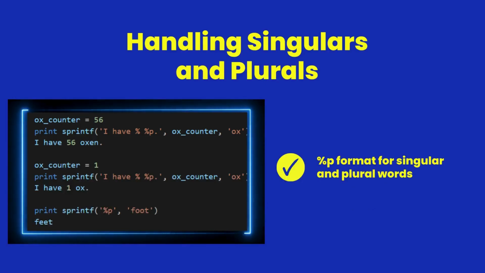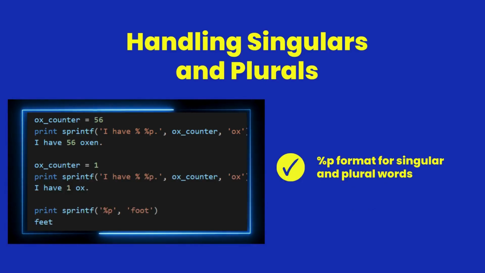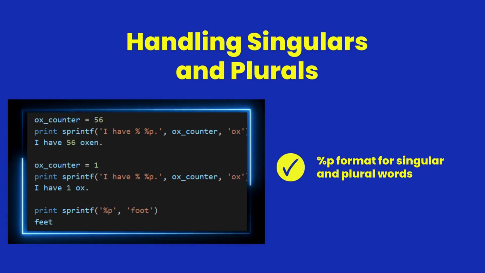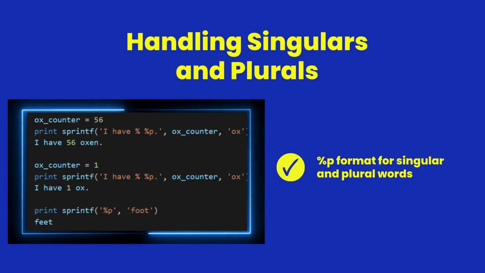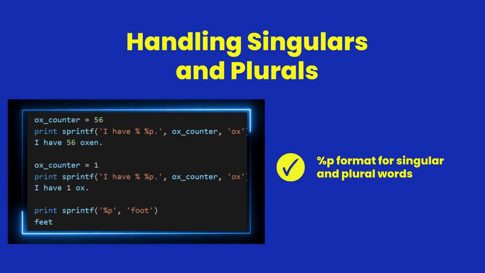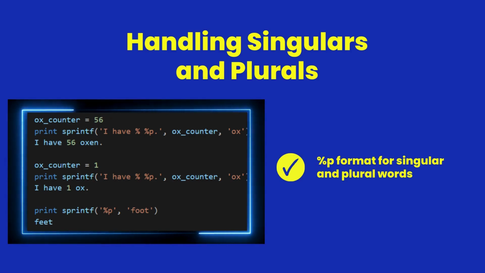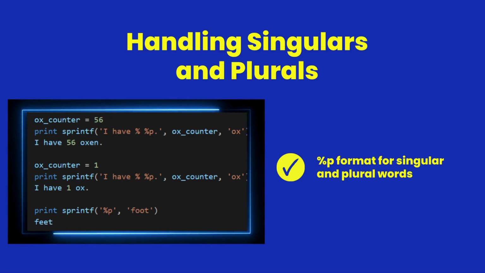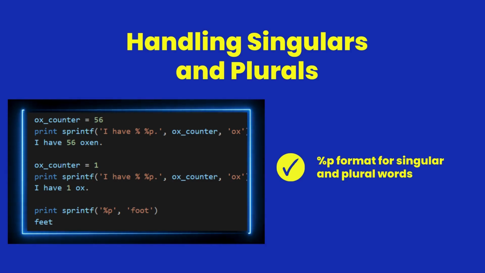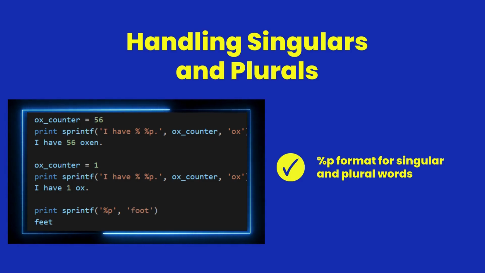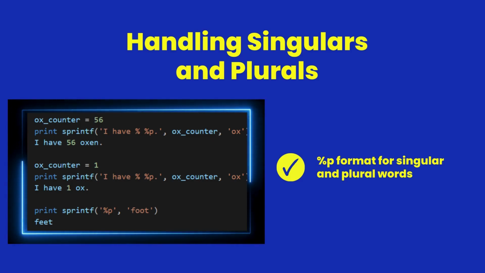Sheerpower's SPRINTF includes a %p format to handle singular and plural words. The last numeric value before %p determines if the word should be singular or plural. For example, SPRINTF I have %p 56 ox outputs I have 56 oxen.